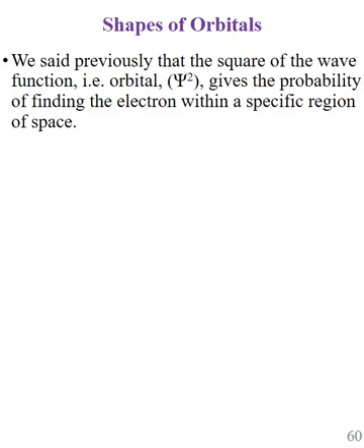We said previously that the square of the wave function, i.e. the orbital, so if we take psi and we square it, it gives the probability, remember again that word, probability, of finding the electron within a specific region of space.